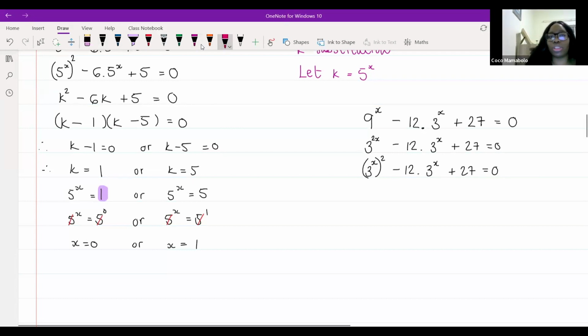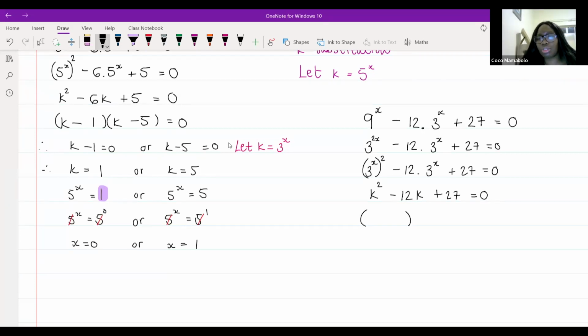Then I'm going to go over to the side. Let k equal 3 to the power of x. And that's going to give me k squared minus 12k plus 27 is equal to 0, right? And then it's a trinomial, so I'm going to open 2 brackets, equals 0, k and k. I need factors of 27 that are going to give me negative 12.